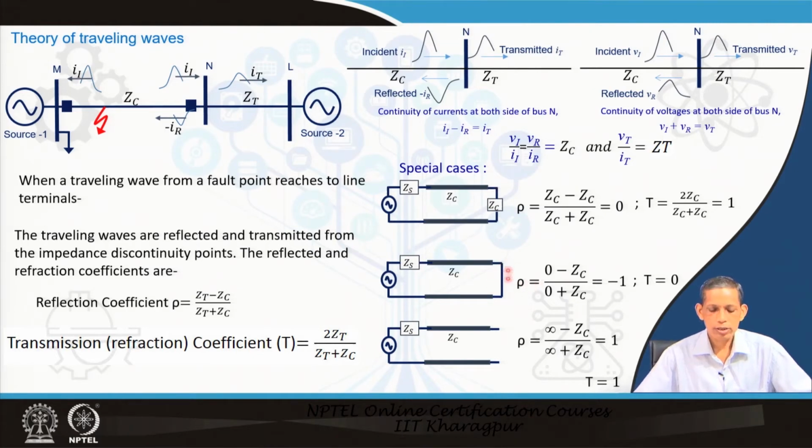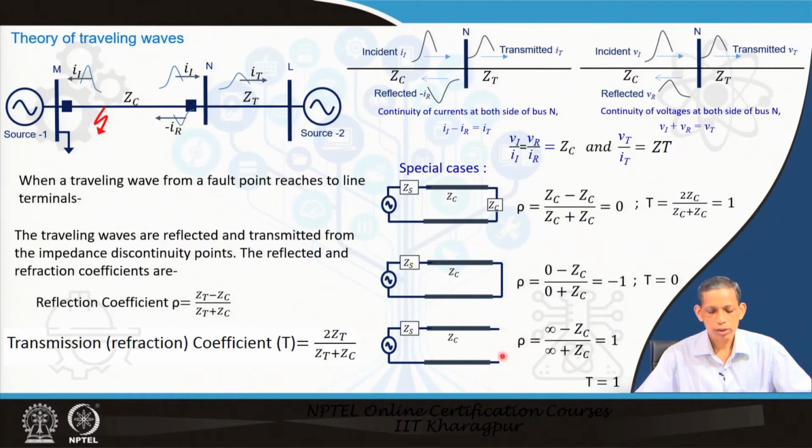Now, let us consider the short circuited case. The corresponding rho equals (Z_t minus Z_c) upon (Z_t plus Z_c), so (0 minus Z_c) upon (0 plus Z_c). That becomes equal to minus 1, and T equals 1 plus rho, which becomes equal to 0. This shows that whatever has come will be totally reflected back, and therefore nothing will be transmitted. So the corresponding voltage, incident plus reflected, becomes equal to 0. And then similarly, you can calculate for the current also.